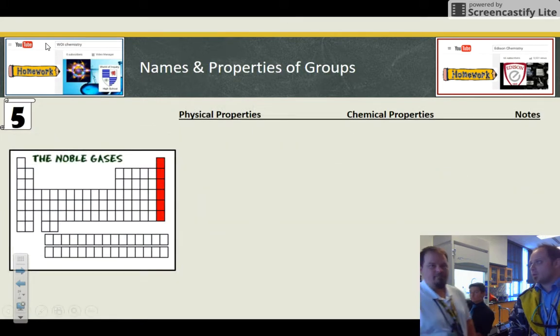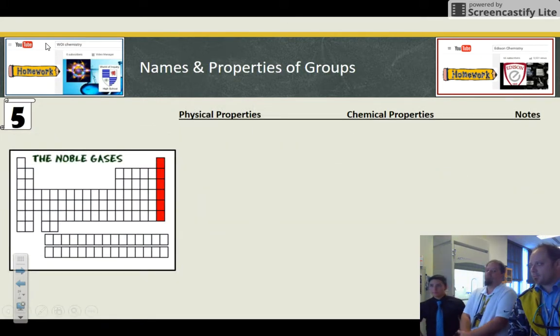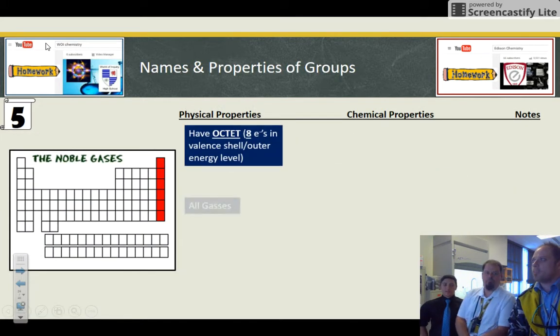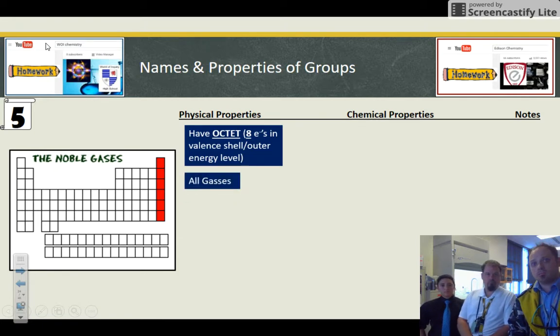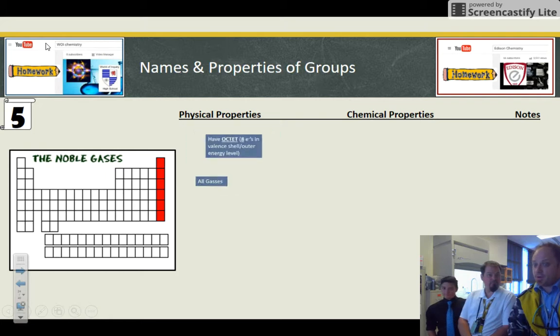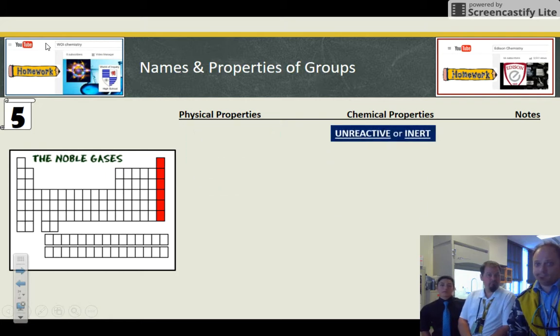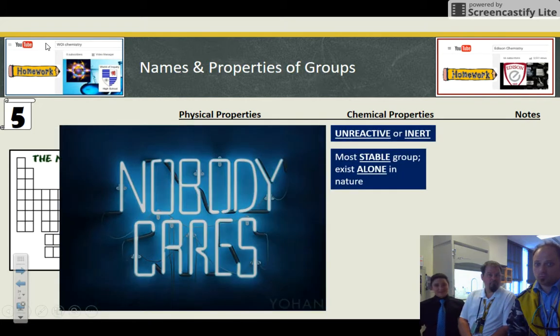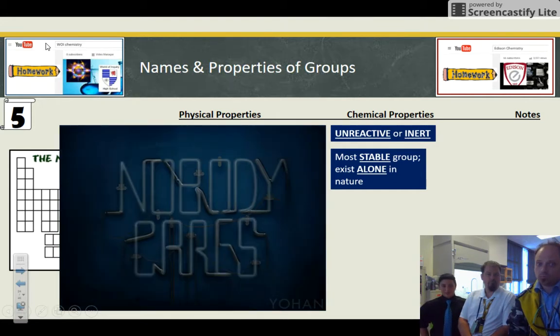Okay, see noble gases, you know? Sure, those are the ones all the way at the end. They have all of their 8 valence electrons filled up, so they're not really going to react with other things. Yep, they are all gases, hence noble gases. They are still unreactive, and they're going to be alone in nature.